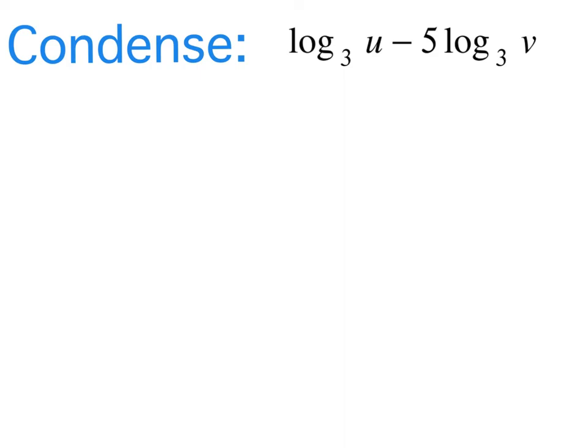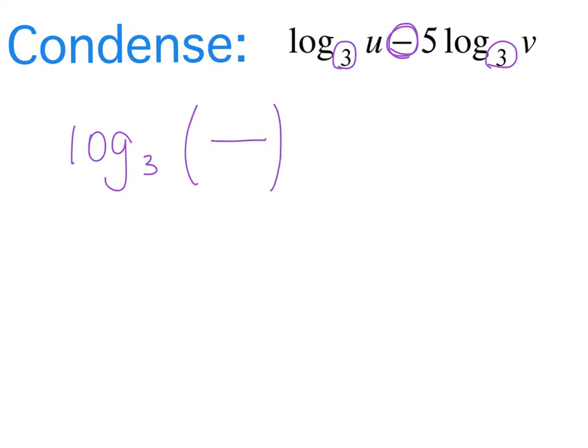Let's look at this example where it asks me to condense log base 3 of u minus 5 times log base 3 of v. The first thing I notice is that I have the same base, which is 3, which allows me to combine these into one expression using log base 3 of something. Another thing I have to consider is this subtraction right here, and I know that that subtraction results from division. So I know that whatever log base 3 is being taken of, it will be a division.